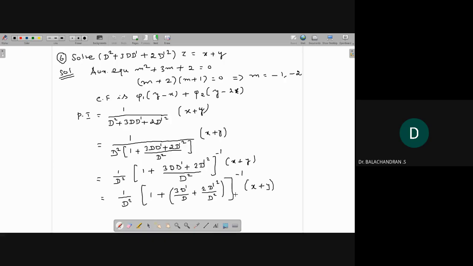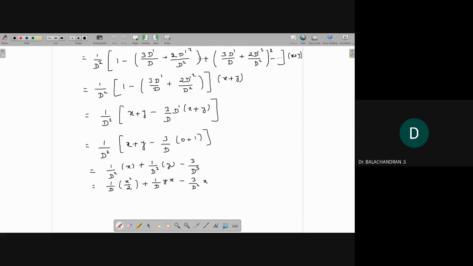But the expansion of the series depends upon the powers of y. The power of y is 1 here. Why it depends upon the power of y: because the numerator will have D dash, and D dash is dou by dou y. So y is power 1, and hence up to the first term is enough, that is 1 minus x power 1. Up to that term is enough.